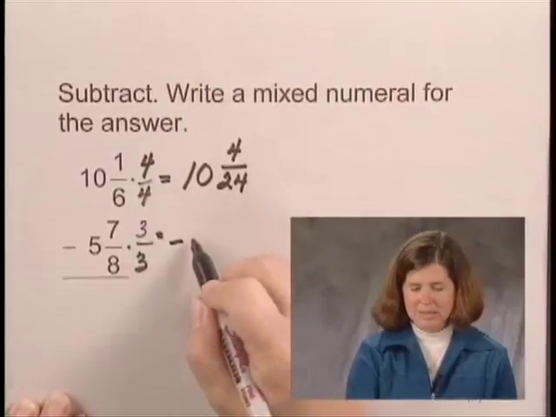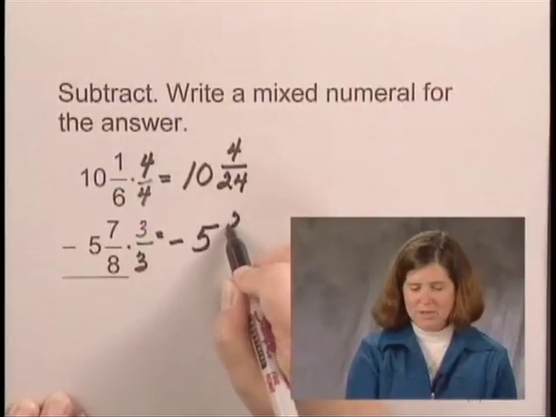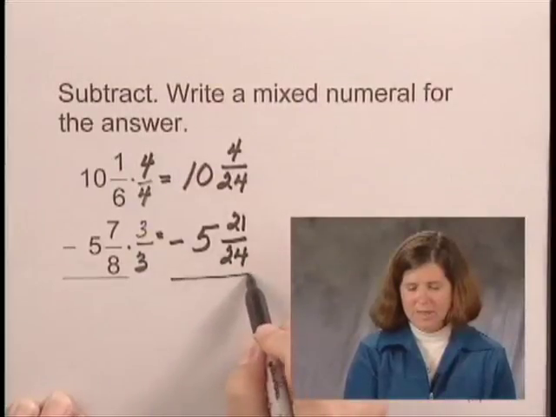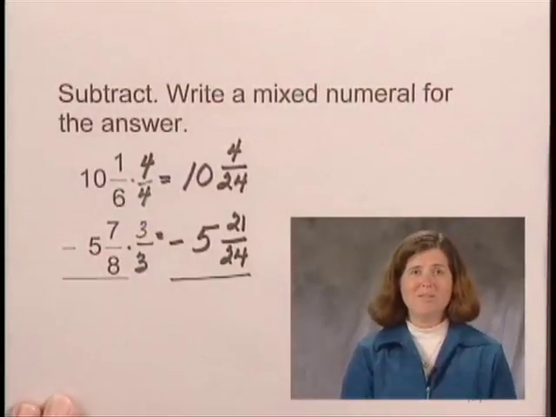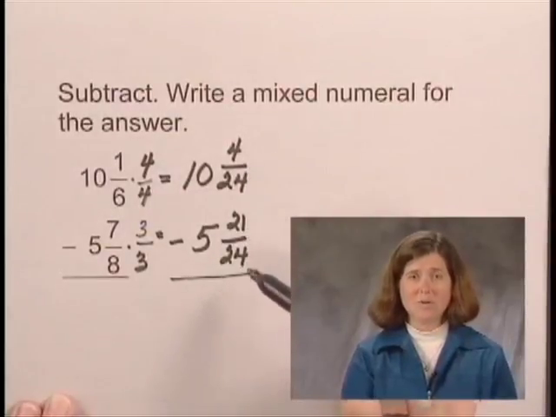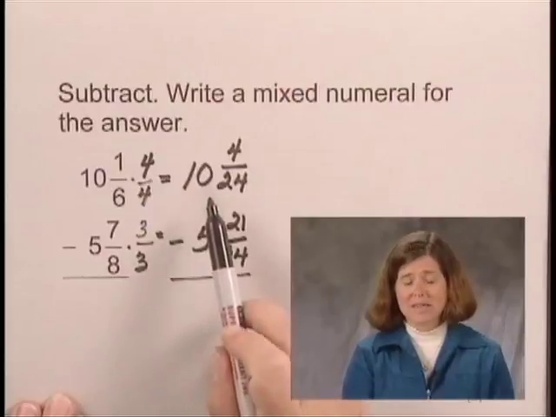minus 5 and 21/24. Now we have a common denominator, but we have another problem. To subtract 4/24 minus 21/24, we'll need to borrow 1 from the 10.